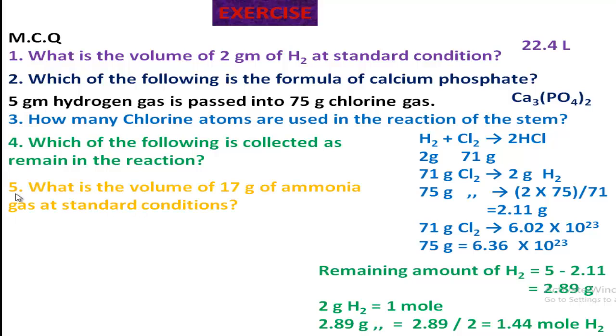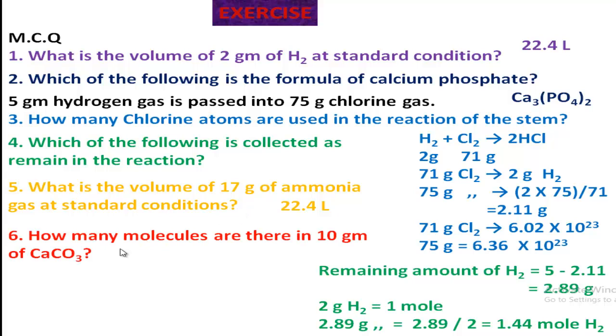Now follow the next questions. What is the volume of 17 gram of ammonia gas at standard condition? It is the same as question number 1, because here 1 mole of ammonia is actually 17 gram, so its volume will be 22.4 liter. Now how many molecules are there in 10 gram calcium carbonate?